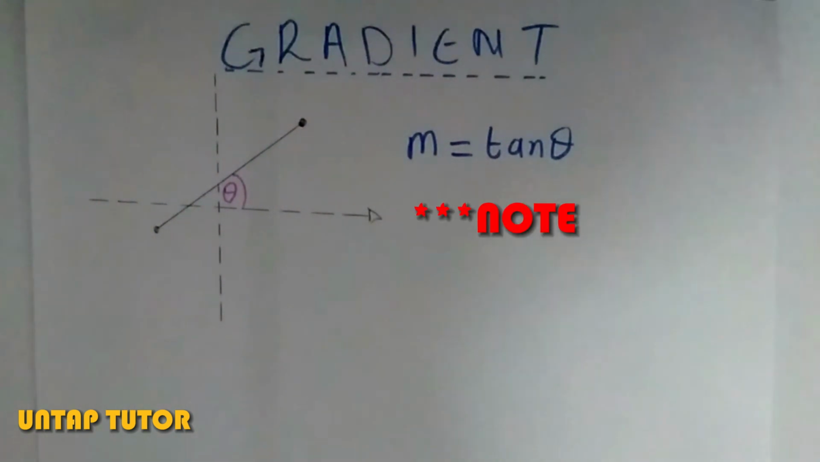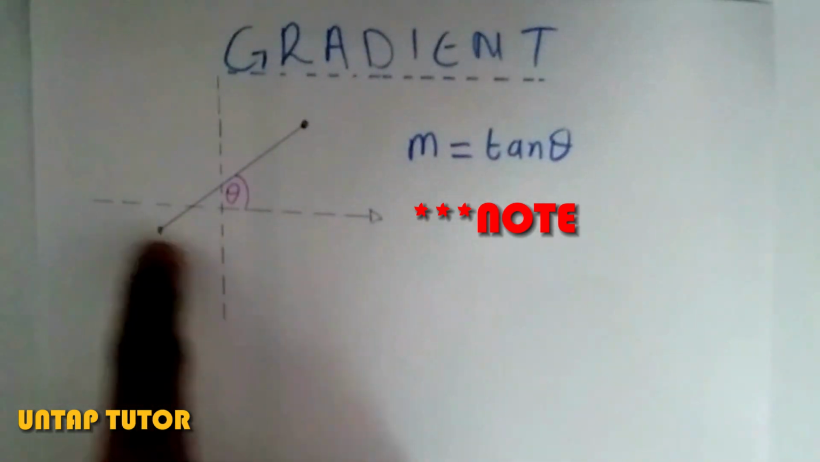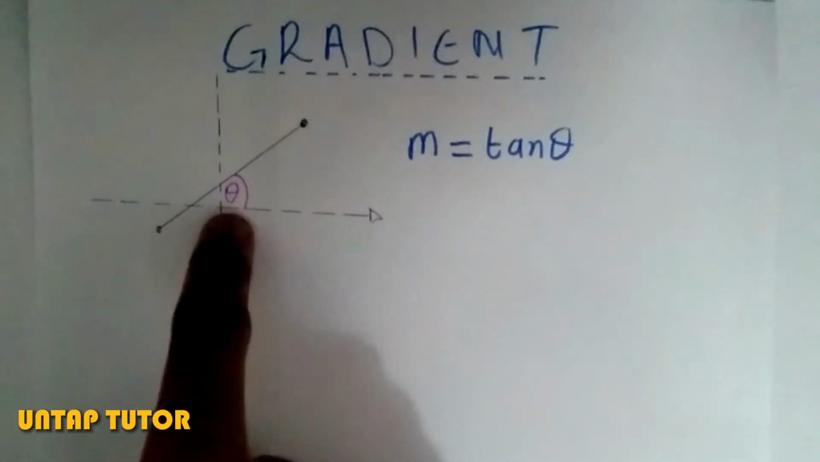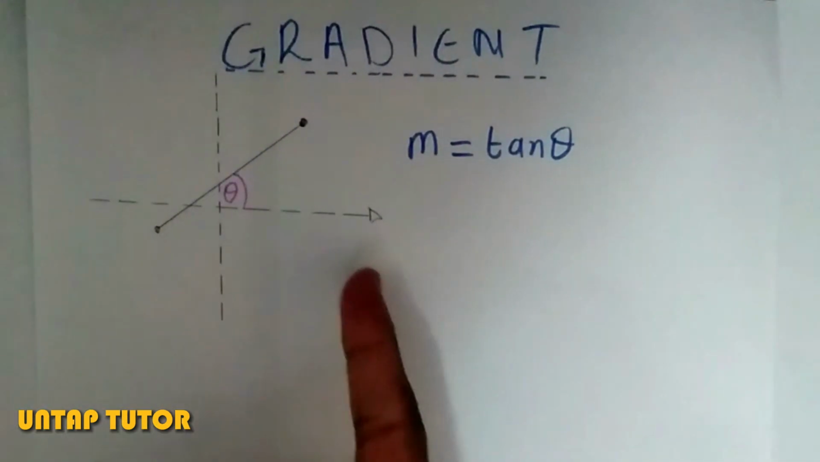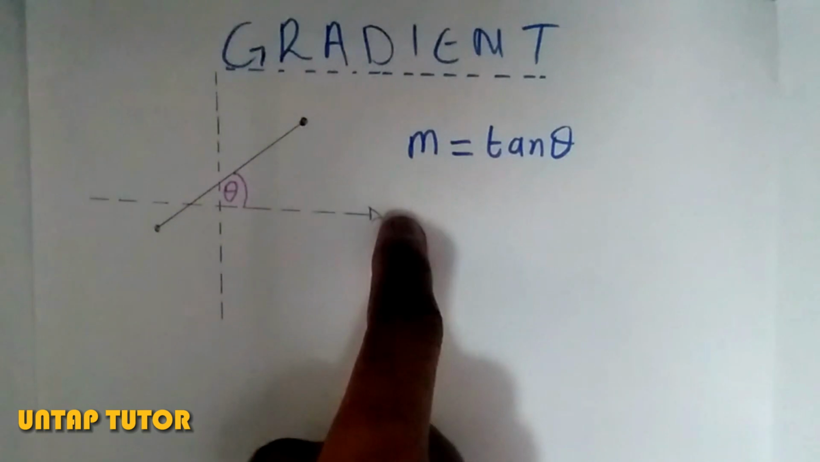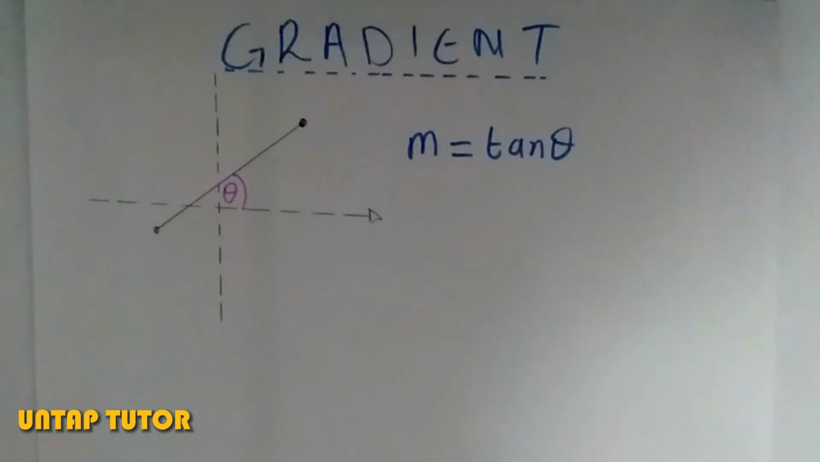So obviously m represents the gradient of the line, is equal to tan theta, and theta, important, it needs to be the angle between the positive x-axis and the line, not the negative x-axis, but the positive x-axis, not between this line and another line, but the positive x-axis and the line. So if theta is that angle between the positive x-axis and the line, you can just say the gradient for that line is tan theta.